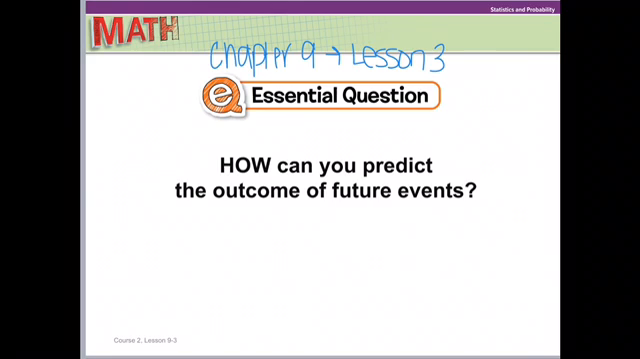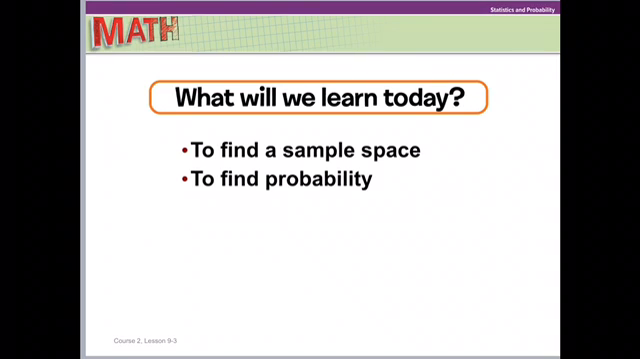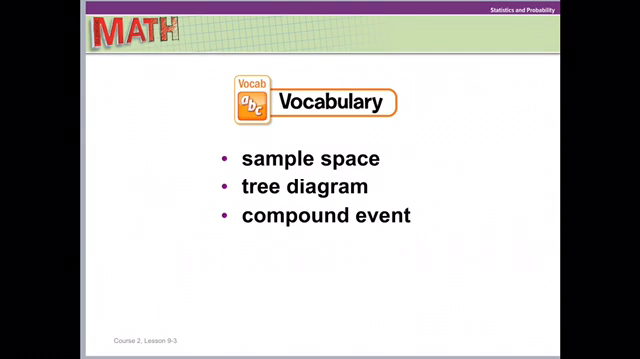Today we are going to be exploring Chapter 9, Lesson 3, which is on compound events. The essential question for this chapter, as we previously have learned, is how can you predict the outcome of future events? Specifically, what we'll be learning today is to find a sample space and to find probability. Our vocabulary for this lesson is sample space, tree diagram, and compound event.